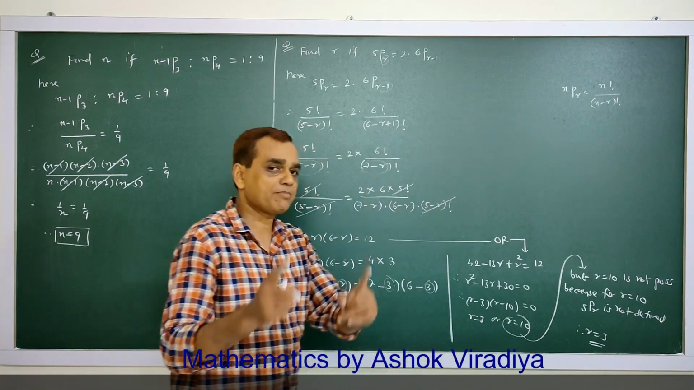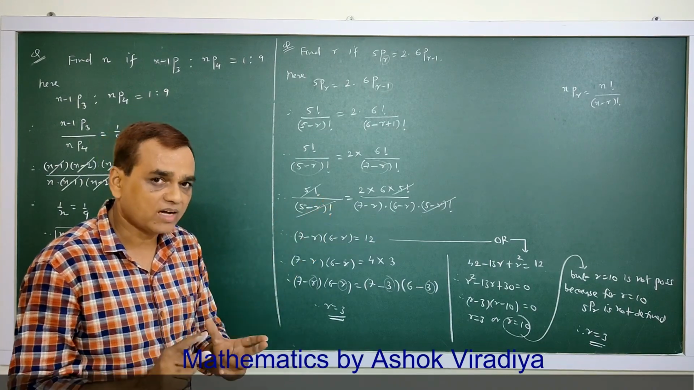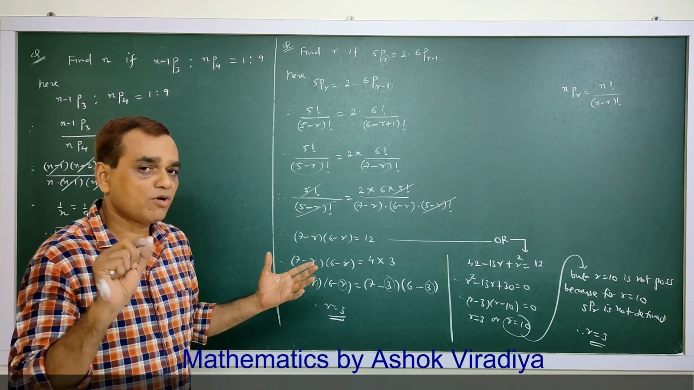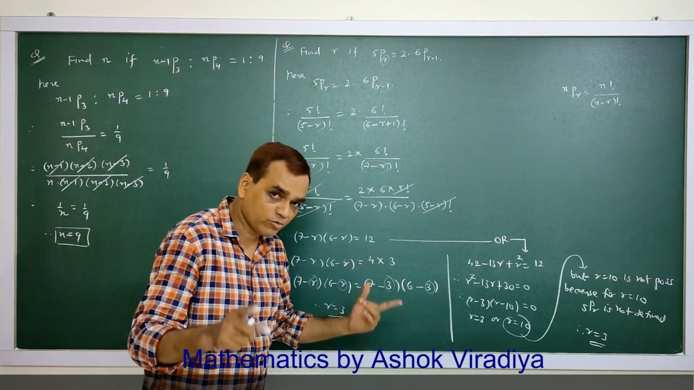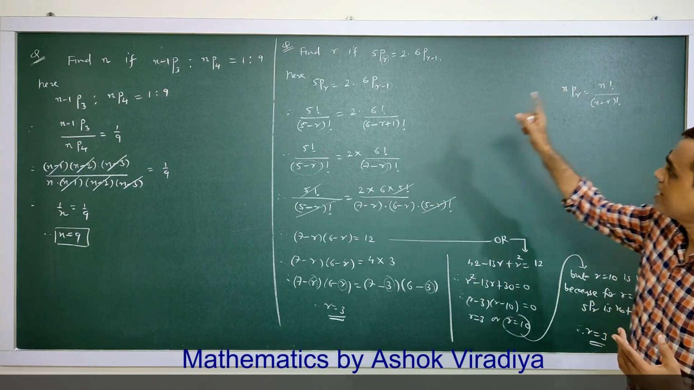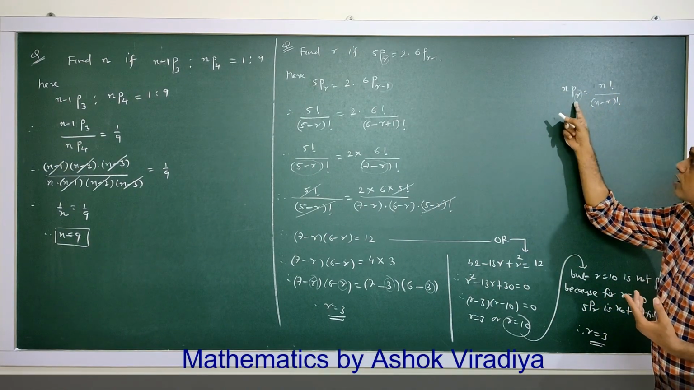So remember in this chapter, small r and small n both are always natural numbers. Small r can be 0, but neither can be negative, neither can be fractional. And in nPr, r must be at most n. It should not be more than n.